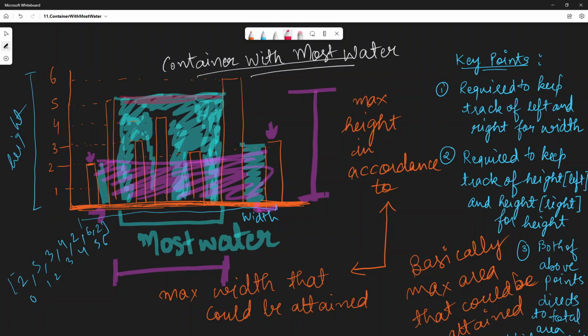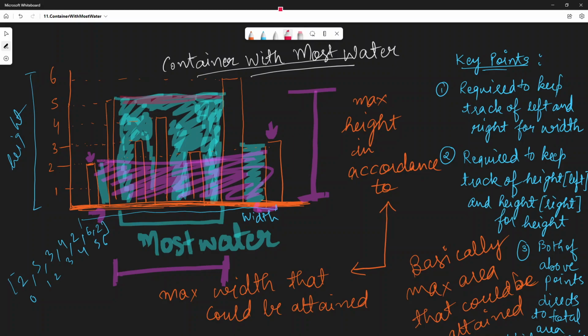And while doing so, we will be keeping a check over the maximum area which we could obtain at every point. So this is how we would be required to do this particular question. And basically, as it is the area of rectangle only, so we'll do it in that direction, means right minus left into the height, whatever is minimum out of them, we'll take that particular height and then multiply with the width. So this is how we would be doing.